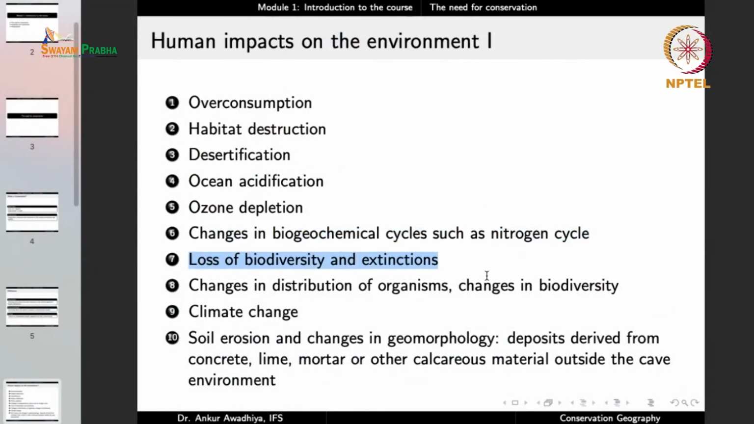Because of all of these, we are seeing losses of biodiversity and extinction. We are observing changes in the distribution of organisms and changes in biodiversity, especially because of things like climate change. A large portion of climate change is occurring because we are overusing the fossil fuels. So we are using so much coal or petroleum or natural gas that the concentration of carbon dioxide in the atmosphere is now going up.